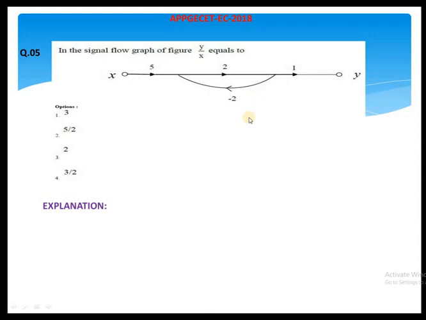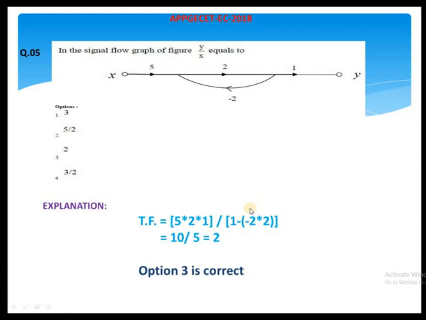So the numerator will be 10 by, what about delta? Delta is nothing but 1 minus sum of all loops. We have only one possible loop here with a gain of 2 into minus 2, that is minus 4. So 1 minus of minus 4 will give the value 5. So the numerator already has 10 by 5. The answer will be 2. So 10 by 5 is nothing but 2. So option 3 is the answer for this given SFG.